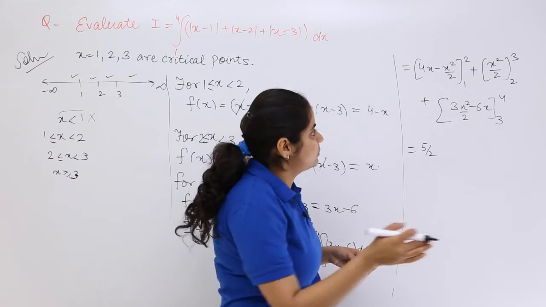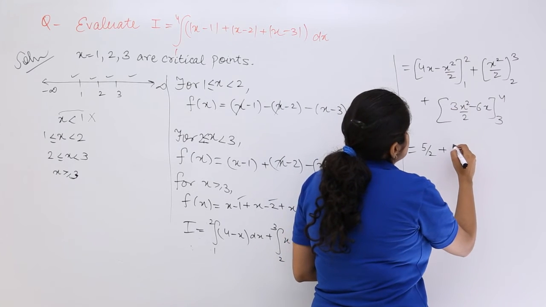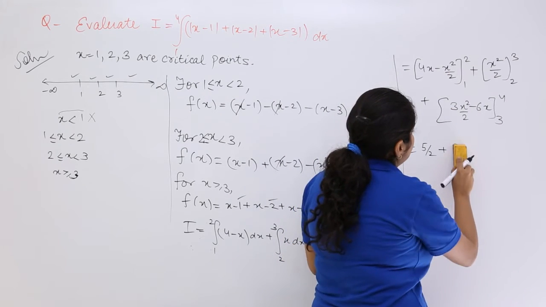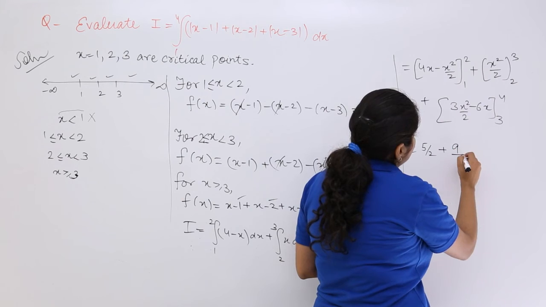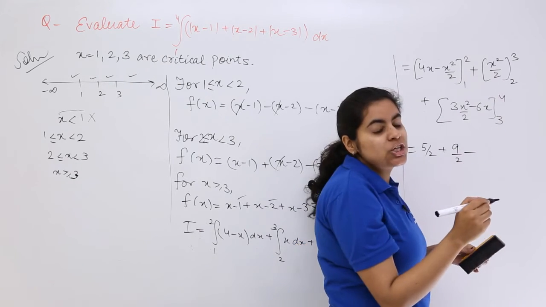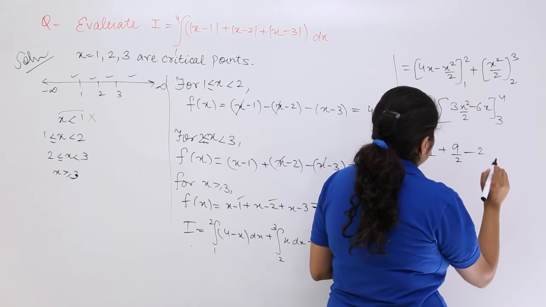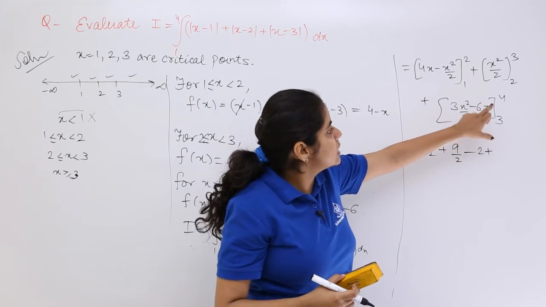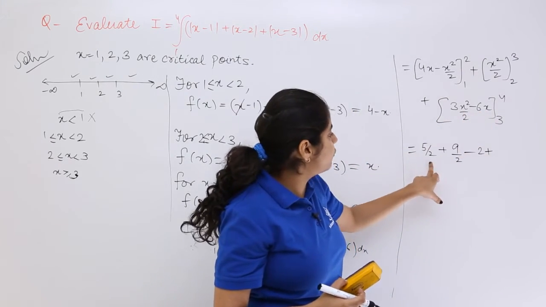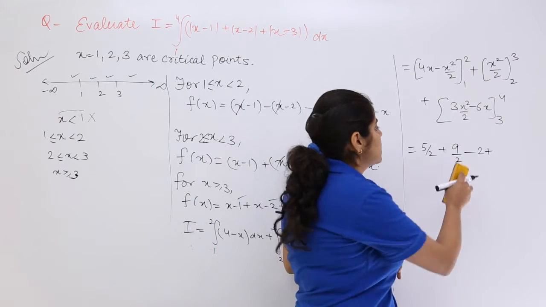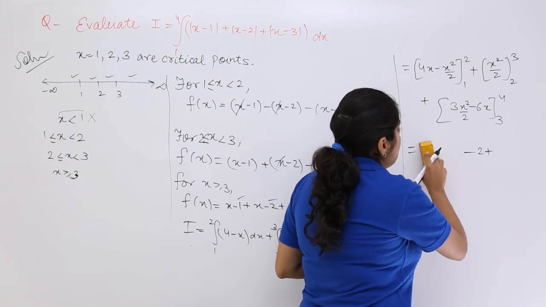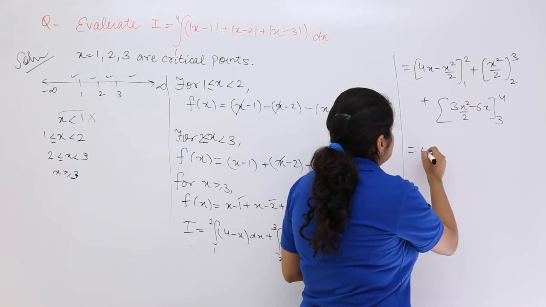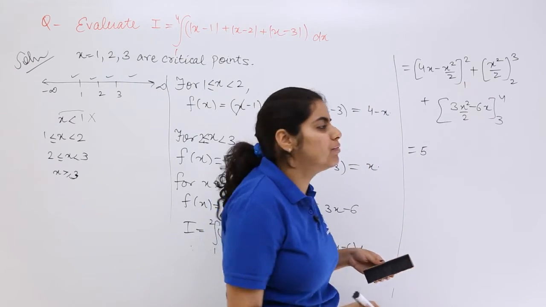Directly I am writing. Now this is 3 square by 2, which is 9 by 2, minus 2 square by 2 which is only 2, plus the next part, where we put 4. Before putting 4, let me solve it here only. So it is 9 plus 5, 14 by 2, which is 7, and 7 minus 2 is 5. So it is only 5. This is how you simplify it.